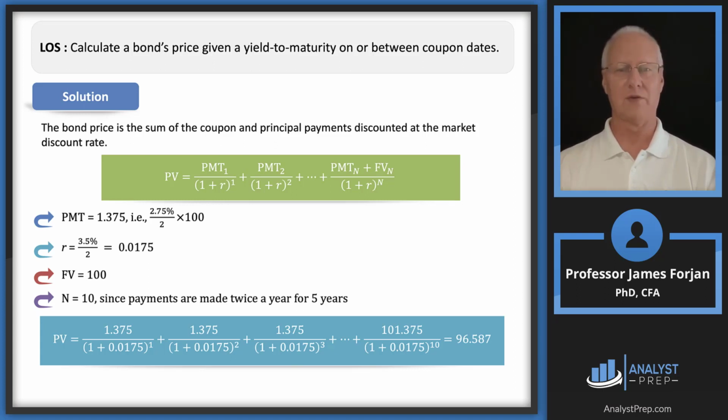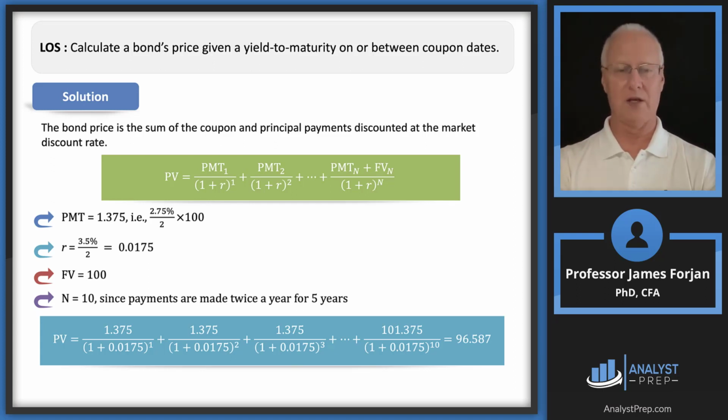So there's the green box, the formula that I showed you a few slides ago. There are the inputs on those curved arrow points going down the left-hand column. A couple of interesting things. It's semi-annually, so N has to be 10. It's a 5-year bond, but N has to be 10 semi-annual payments. So moving up, there's the yield to maturity of 3.5%. We have to cut that in half. There's the coupon rate of 2.75%. We need to cut that in half.